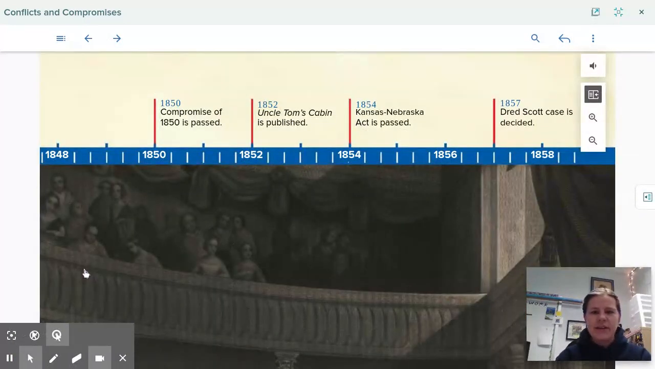All right, so looking at our timeline, in 1850, the Compromise of 1850 is passed. In 1852, Uncle Tom's Cabin is published. In 1854, the Kansas-Nebraska Act is passed. And then in 1857, the Dred Scott case is decided.